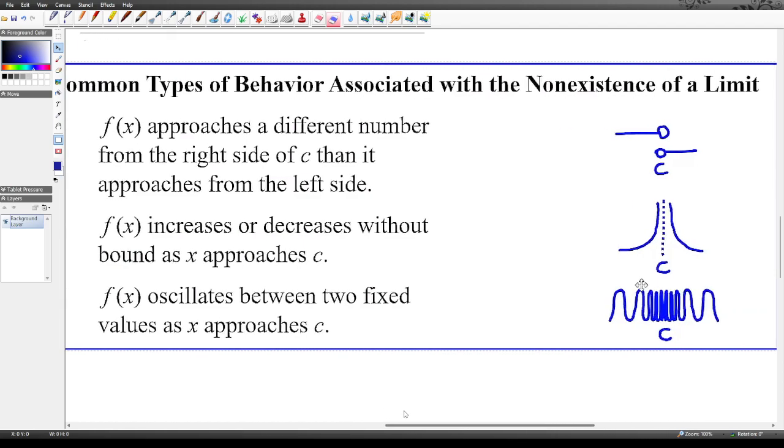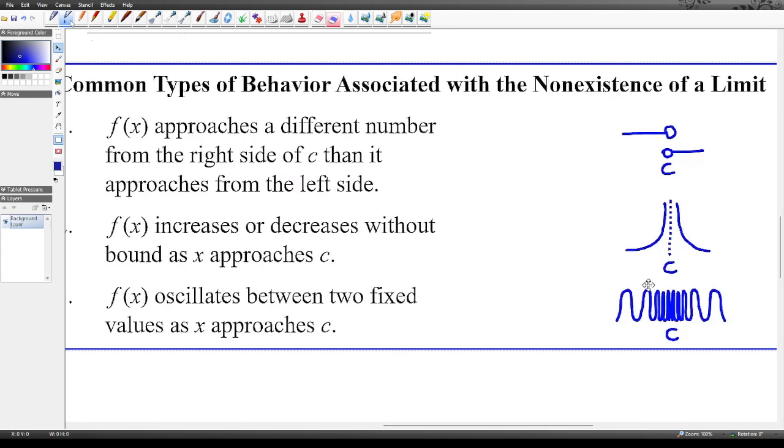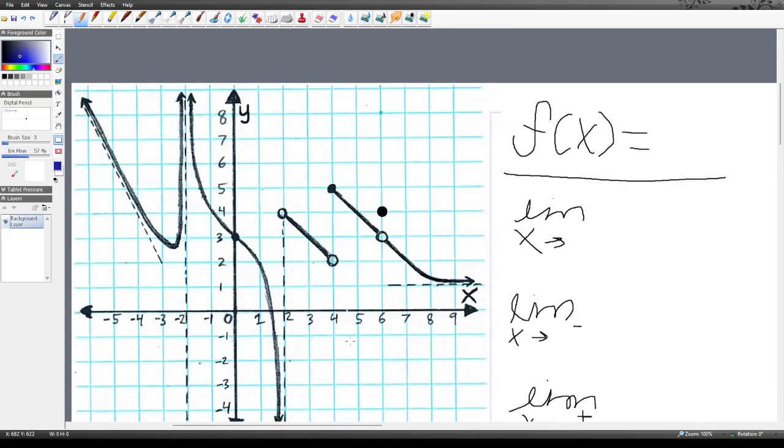So here we have how to determine that something is non-existent, or that it does not exist. Let me just write it out here: it does not exist. It can be notated like this, or you can put unbounded, or sometimes it will be infinity. So let's get started with our first scenario here.